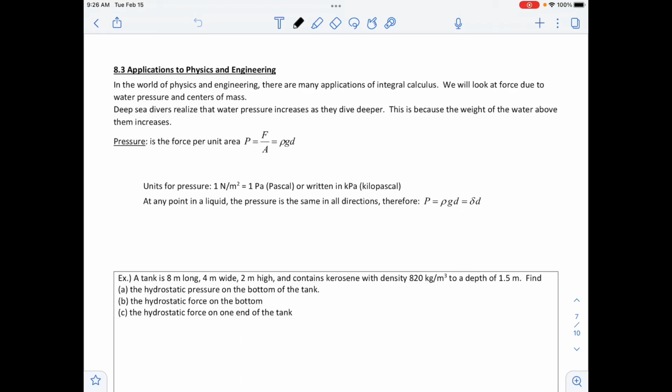We are in section 8.3, Applications to Physics and Engineering. In the world of physics and engineering, there are many applications of integral calculus. We will look at force due to water pressure and centers of mass.